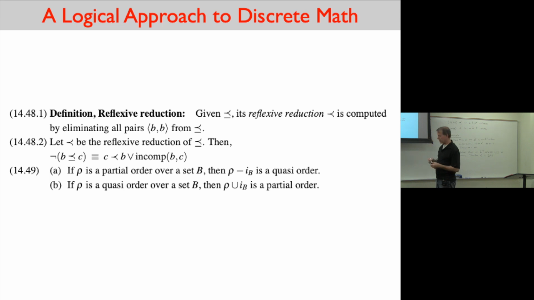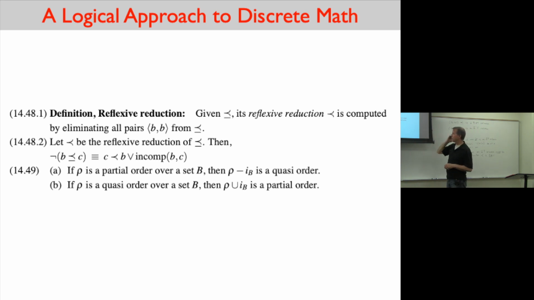14.48.1. Now this is called the reflexive reduction. Now you remember how we did the closure? Do you remember what the reflexive closure was? If it wasn't reflexive, what did we do? You added ordered pairs to make it reflexive. Well, what's the reflexive reduction? Instead of adding them to make it reflexive, in the reflexive reduction you take them away until it's irreflexive. Okay? So that's the definition. So given the rat relation, its reflexive reduction, which is just the it relation, is computed by eliminating all pairs (B, B) from the rat relation. Okay?